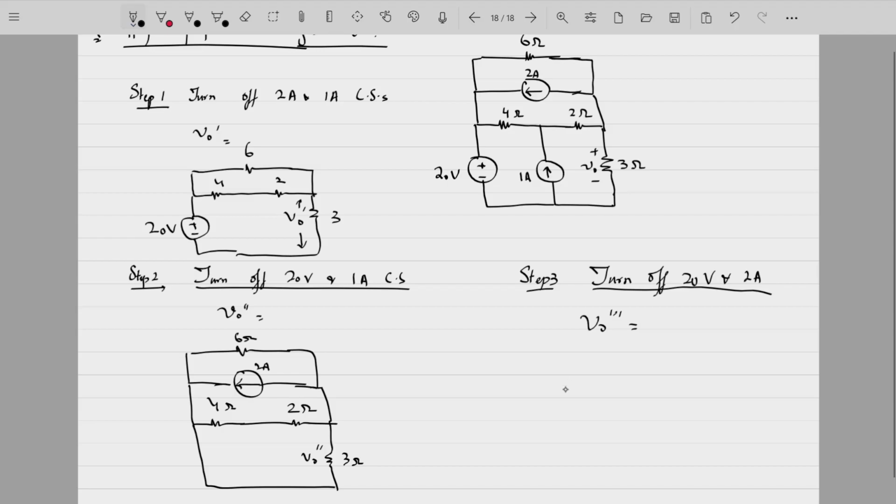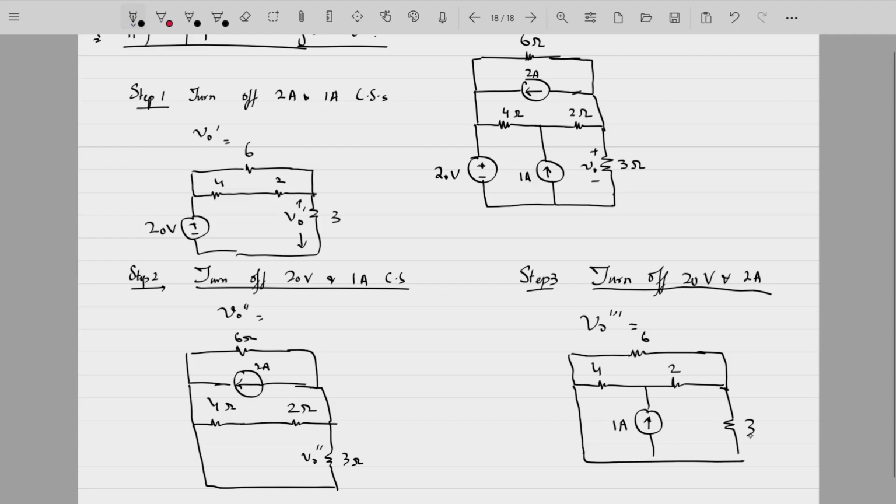थर्ड केस में this is 6 ohms, 4 ohms, 2 ohms, 6, 4, 2, 2 एम्पेयर करंट सोर्स को हमने ओपन कर दिया, 20 वोल्ट को शॉर्ट कर दिया. This 1 ampere current source is there now. ये 3 ohms है. V0 triple dash. Give me the values of V0 dash, V0 double dash and V0 triple dash.